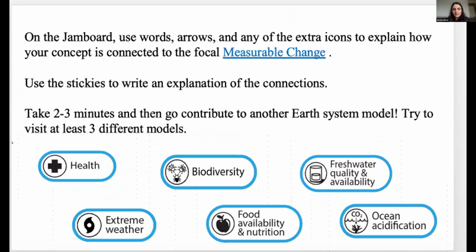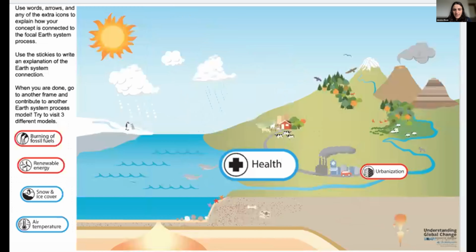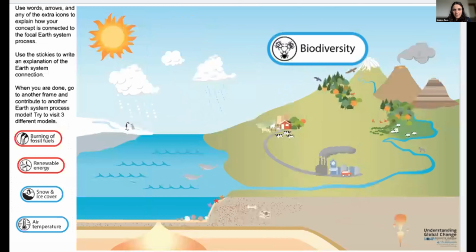So what's the next topic that you could connect your icon to, and maybe try to visit at least 3 or 4 different models. If everyone just wants to go back really quickly to the Jamboard, I'll just fast flip forward. So again, you can try to copy something from this page and then decide where to put it. Oh, and I already see some popping up.